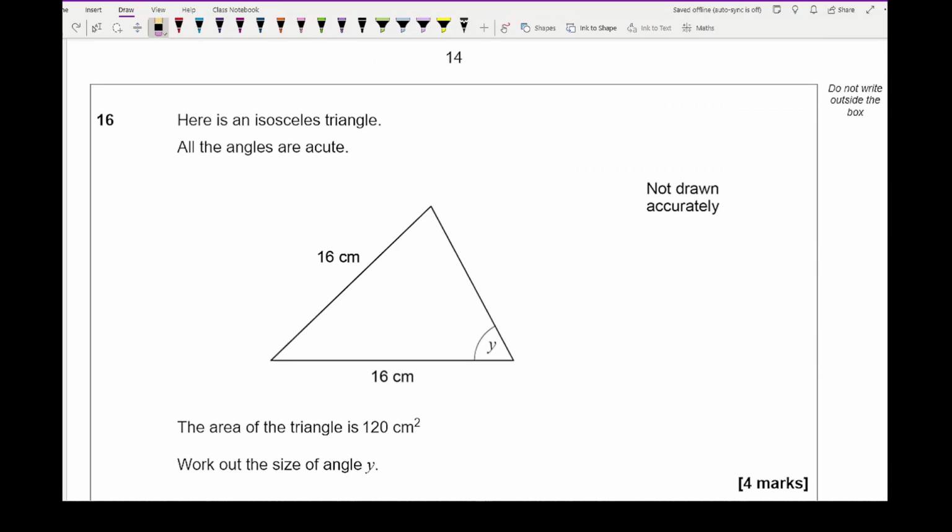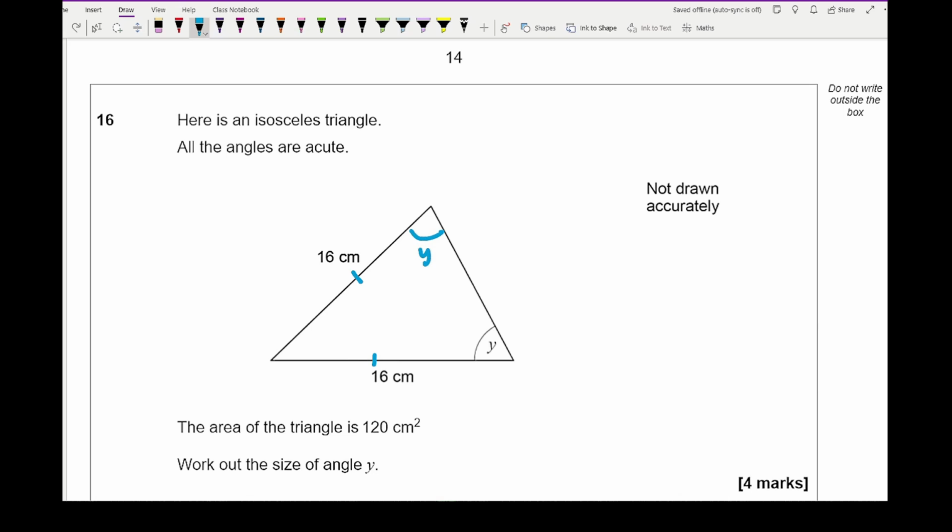Now moving on to question 16, it says here is an isosceles triangle. All the angles are acute. The area of the triangle is 120 square centimeters. Work out the size of angle y. So looking at this particular question, we know it's an isosceles triangle, so that means that this angle here is also going to be y.